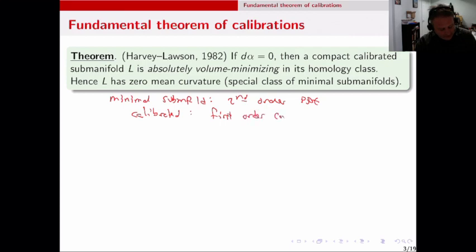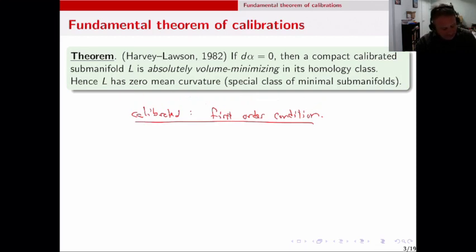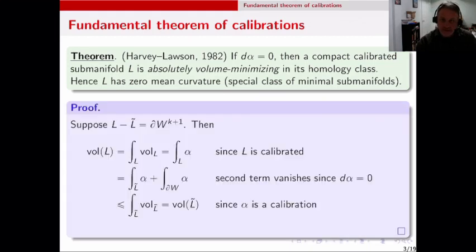First order condition. Because it tells us something about the tangent vectors to the immersion. Okay? So calibrated submanifolds are a special class of the minimal submanifolds. All right, so let me give you a proof of this fundamental theorem because it's so easy.